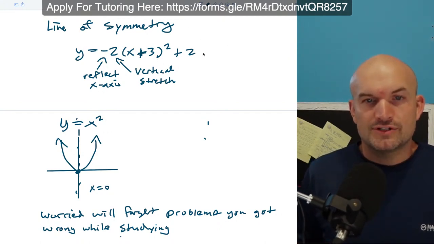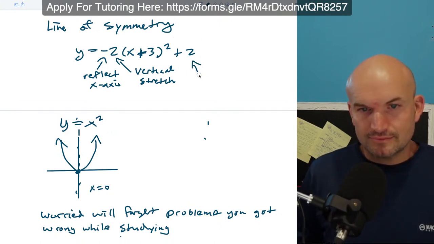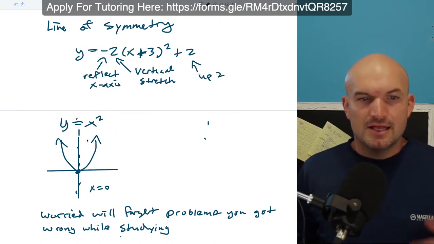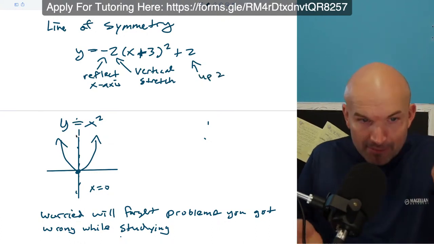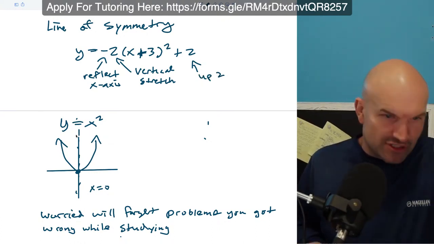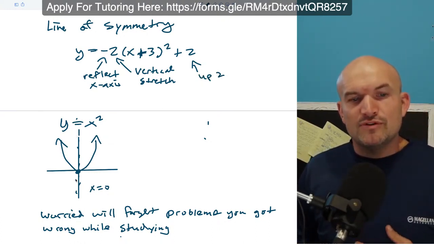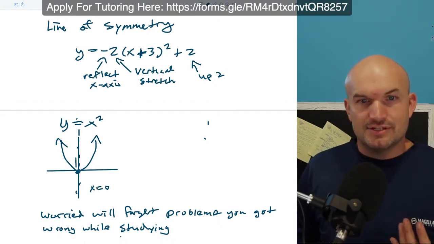So then let's go over to this example. What about the 2? That's going to be a vertical shift up 2. So again, look at this graph. If we shift this graph up 2 or down, doesn't really matter, if you shift that graph up or down, is that going to move this dashed line x equals 0? And the answer is no.